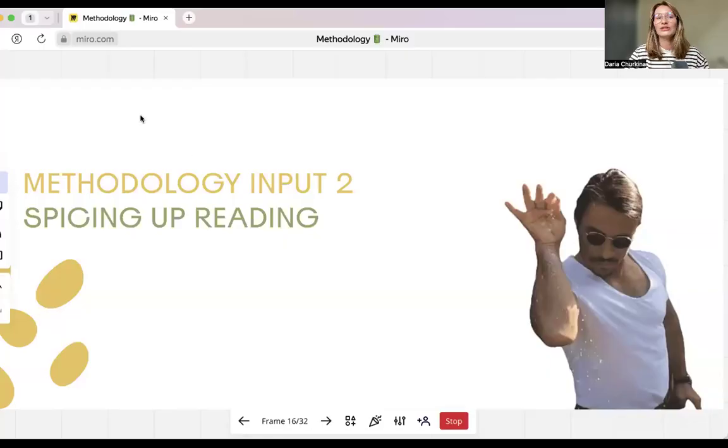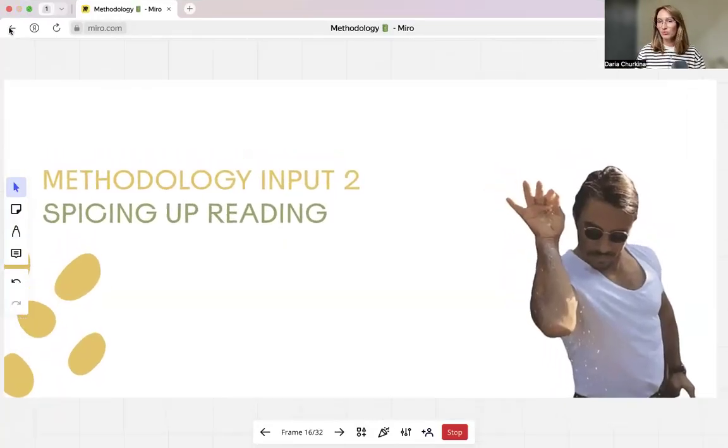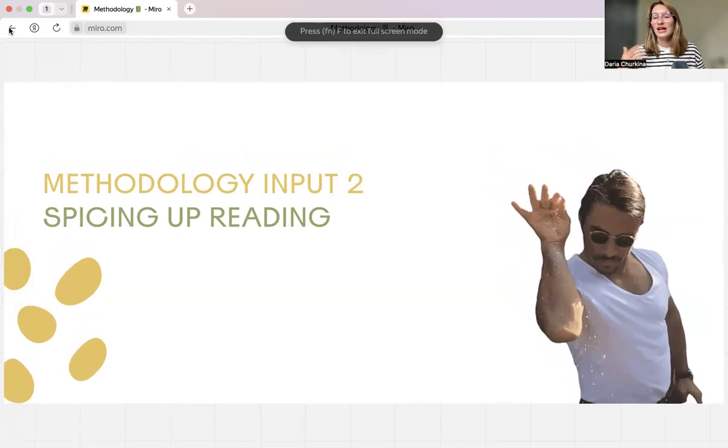So let's get started. Today is our second input, and it's all about reading, ladies, how to spice up reading, about different types of activities that you can take and bring in your classroom. And I'll also briefly tell you about different types of texts in terms of teaching.